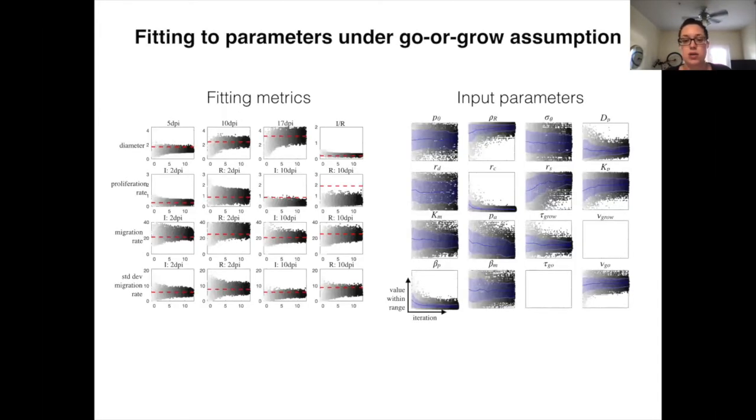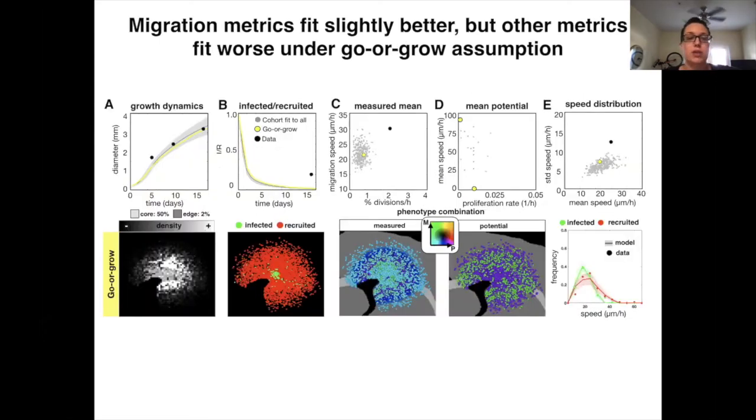And so here you can see in the input parameters, there's 2 blank cells. That's because we chose to fit the proliferation rate for the growers, and their migration would be 0, and fit the speed for the goers, and their proliferation rate would be at the low end of the range. And in doing so, we found that the migration speeds actually fit really well, but then it didn't fit so well on some of the other metrics, such as the proliferation, which was quite a bit off, and also this distribution between the different cell types. So there was a lot more recruited cells than there should have been to fit well to this.